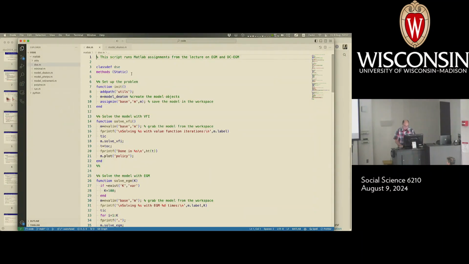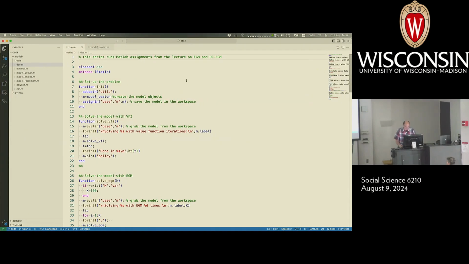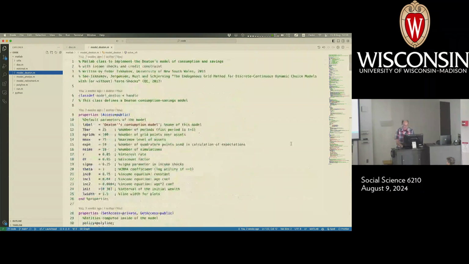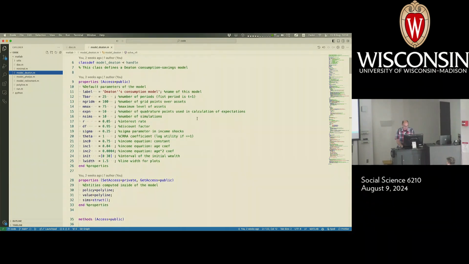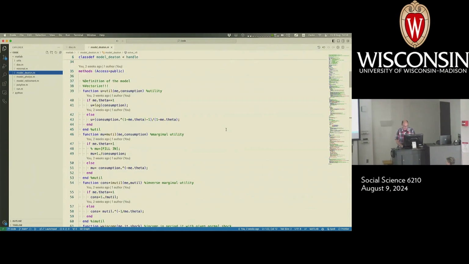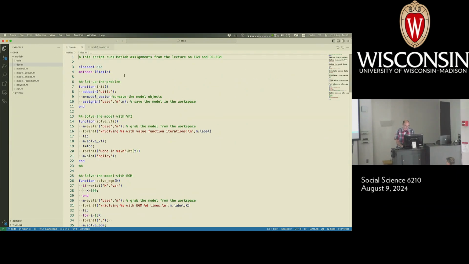So the code is here. This is the MATLAB directory in the repository. And you can see that it has many files. I'm just going to work with the Deaton model here. And this is an implementation of the model. All of the parameters are kind of fixed in this class. And then there is a bunch of methods here to work with this model. We're not going to spend much time there. I'm happy to answer questions if you have any. Let's just run this model.